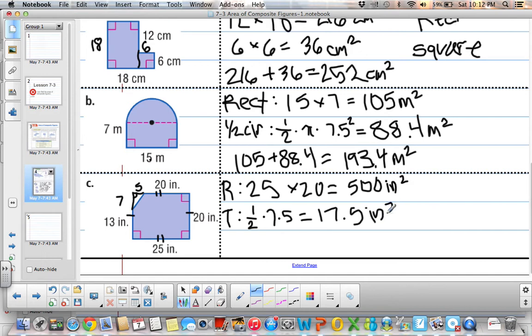inches squared. Now instead of adding them together, we need to subtract them, because remember that little piece of the triangle that we just figured out is subtracted, or is taken out of that rectangle. So 500 minus 17.5 equals 500 minus 17.5. We have 482.5 inches squared.